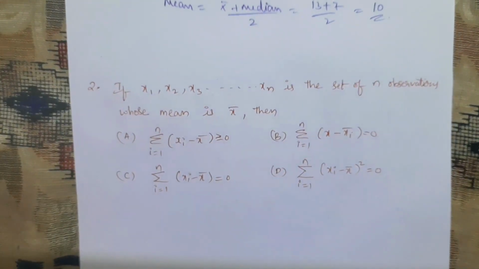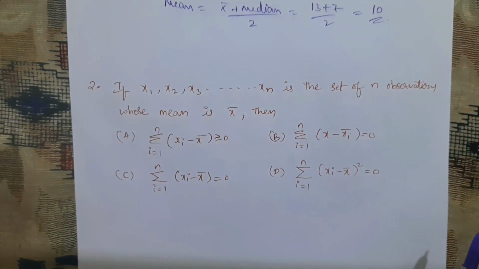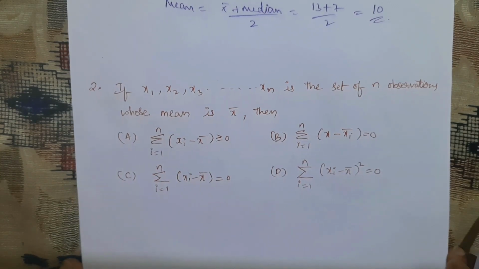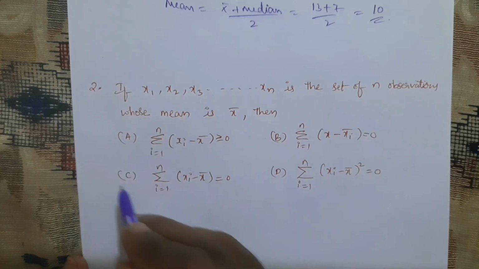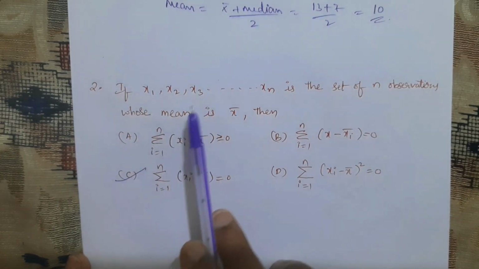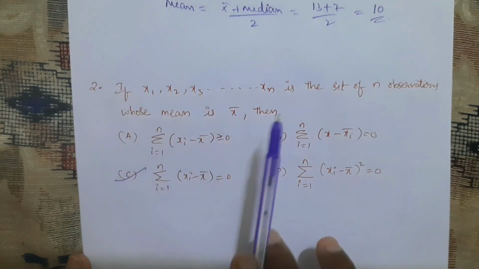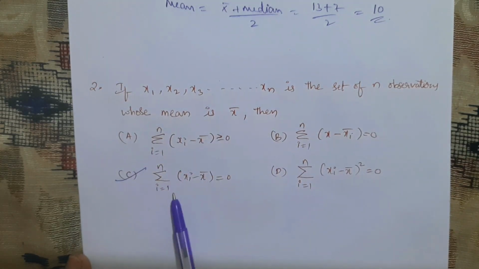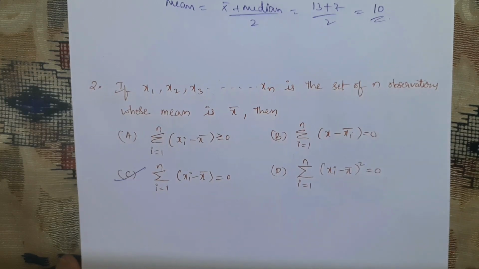Next question. If x1, x2, x3 so on xn is the set of n observations whose mean is x bar, then see, this is a concept based question. If you go through all the synopsis, you can directly attempt this question. That is option number C. If x1, x2, x3 so on xn is a set of n observations, the mean is x bar, then we will write sigma i equal to 1 to n, xi minus x bar is equal to 0. This is a pakka concept based question.